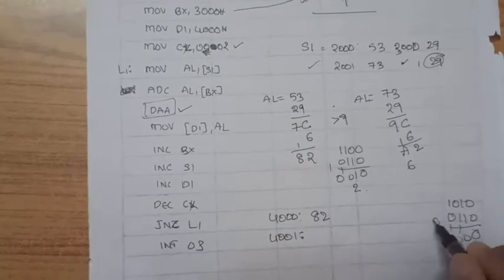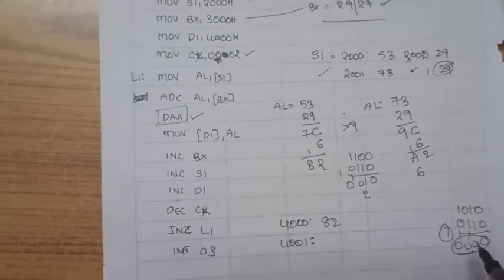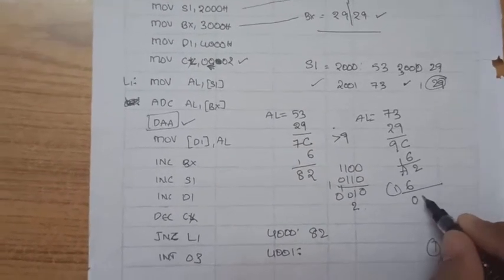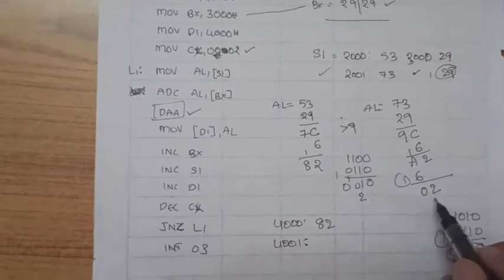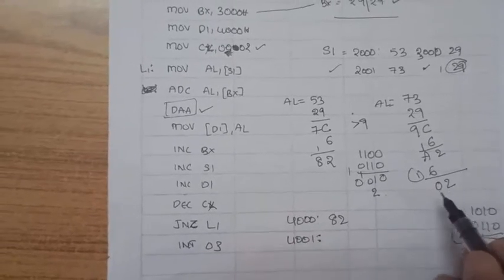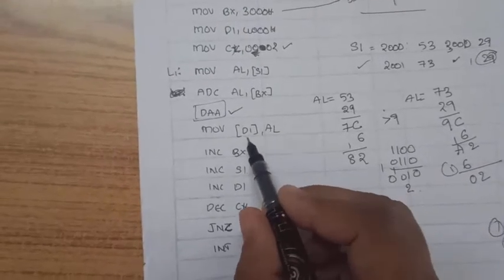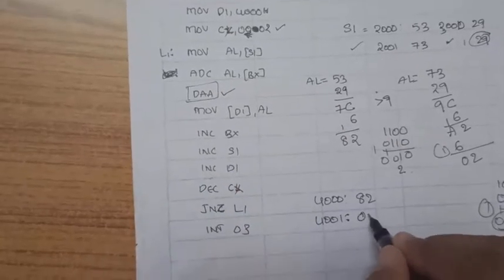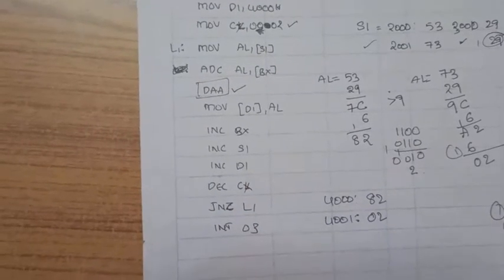0101010 means 1 exists in carry, the result will be 0. So if you add this, 1 is in carry, the output will be 02. Now these two numbers are in BCD range. Now this will be again moved to AL, MOV [DI], AL. Now 02 will be stored in the memory location.